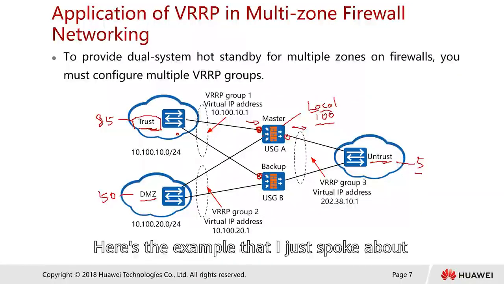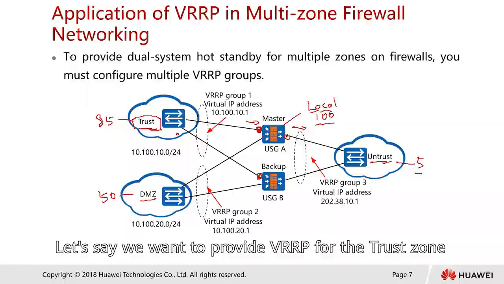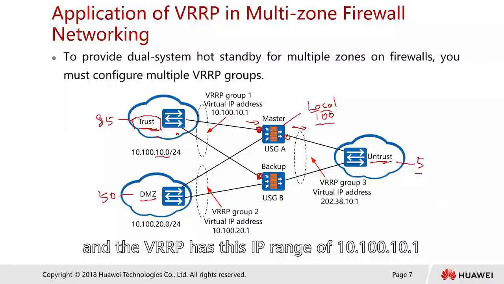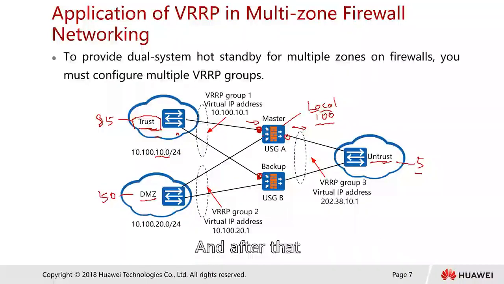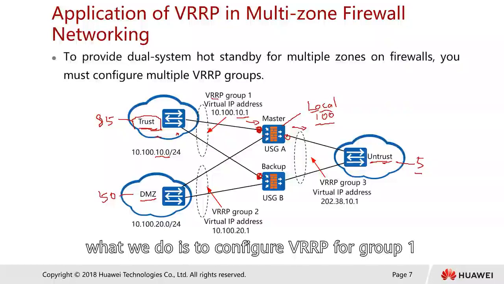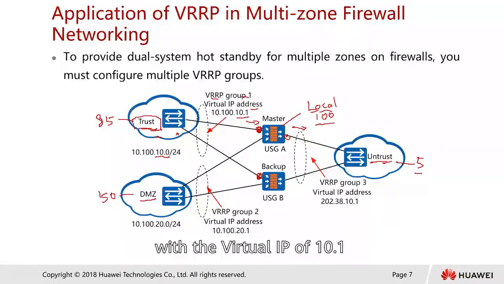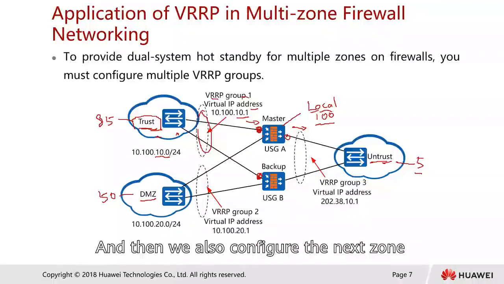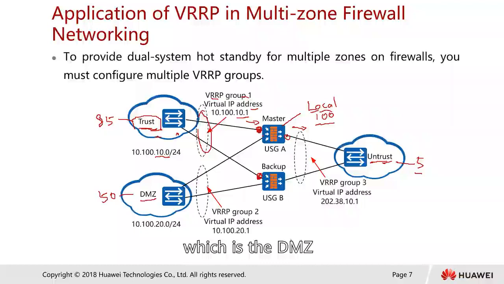Now that we understand the zone concept, the next thing we talk about is the IP address of the interface. Here's the example that I just spoke about. Let's say we want to provide VRRP for the trust zone, and the trust zone has the IP range of 10.0. What we do is configure VRRP for group number 1 with the virtual IP of 10.1, and this is the VRRP group. Then we also configure the next zone, which is the DMZ, where the IP range is 20.0 and the virtual IP is 20.1.